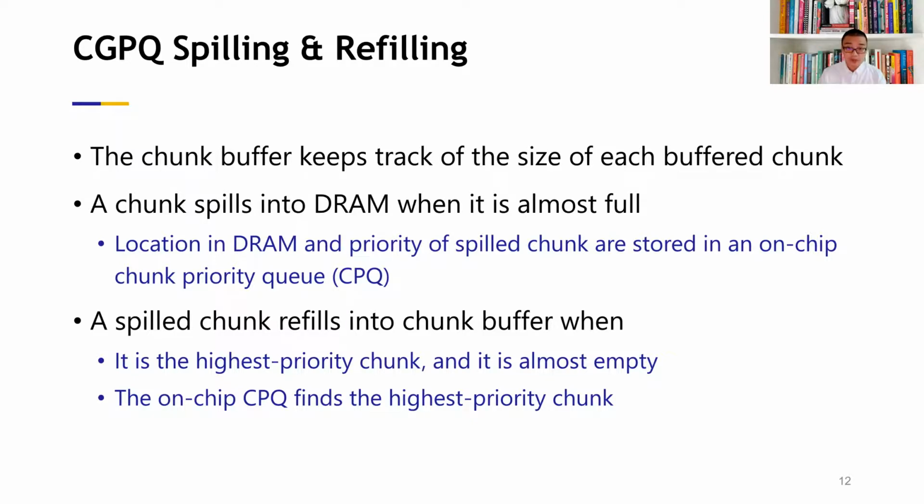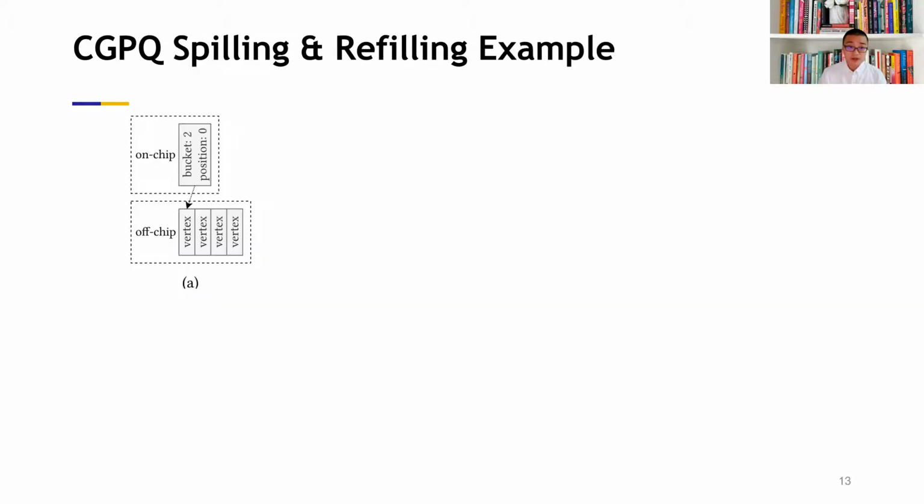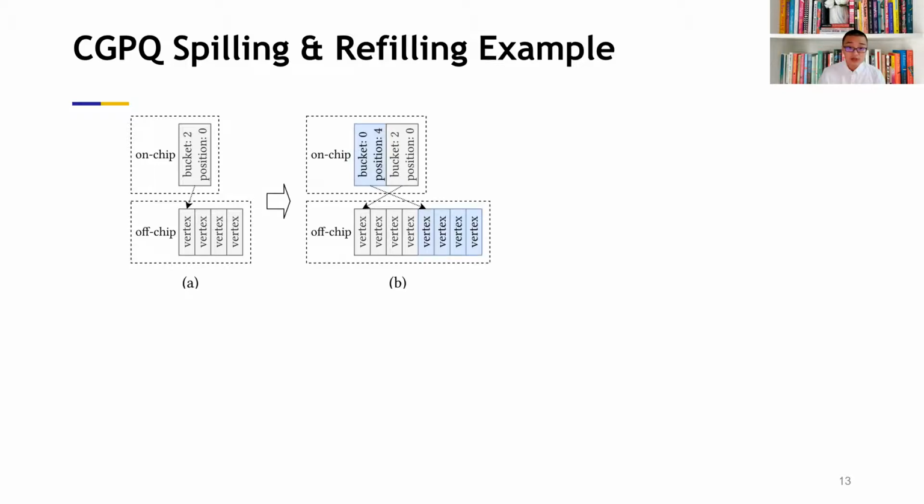When a chunk becomes almost empty, the chunk buffer checks the CP to see if we should refill it. Here is an example. Let's say the first chunk spilled to DRAM belongs to bucket 2. Later, a chunk belonging to bucket 0 spills to DRAM, which has higher priority than the previous chunk. Therefore, the entries in the on-chip CP are updated, but the off-chip data is not moved.